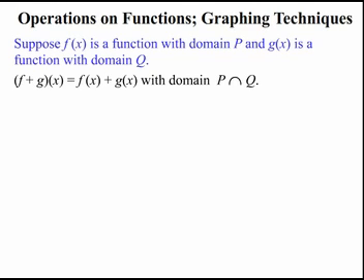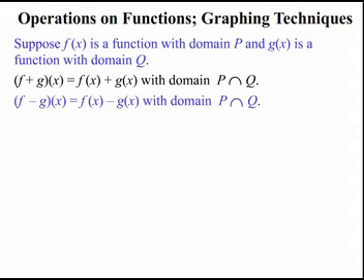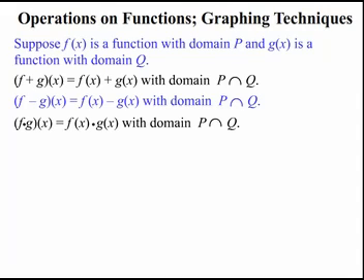F plus g of x will equal f of x plus g of x with domain P intersection Q. F subtract g of x equals f of x subtract g of x with the domain P intersection Q. F times g of x is equal to f of x times g of x with the same domain.